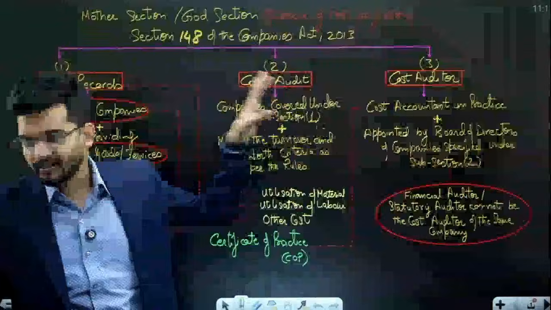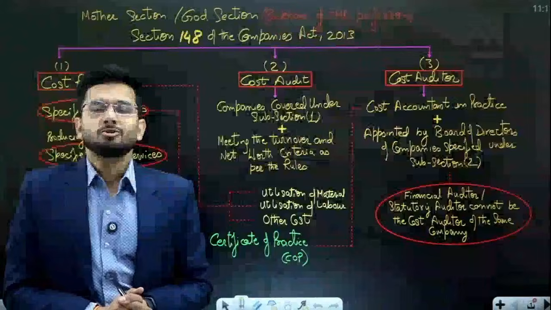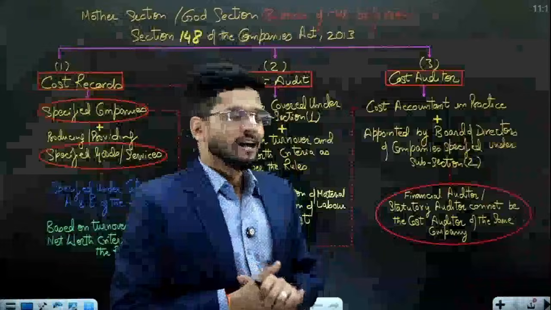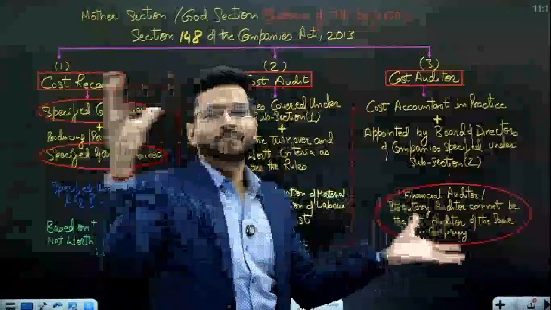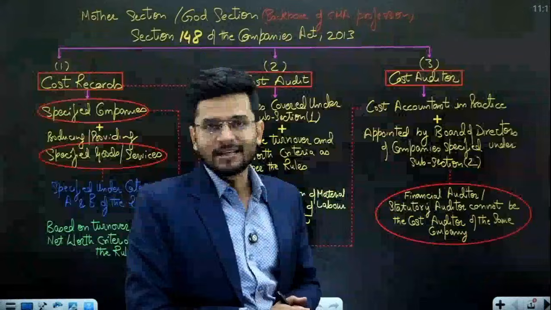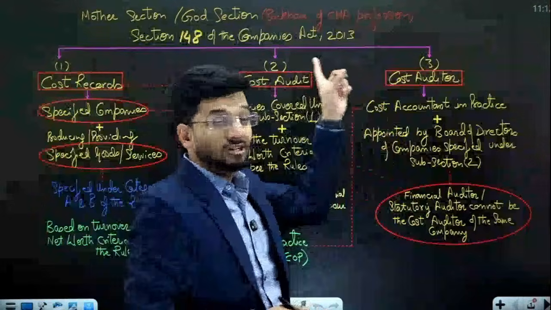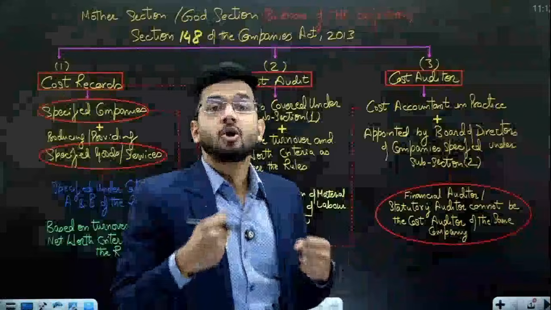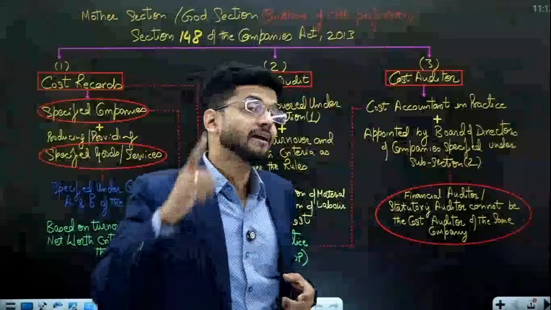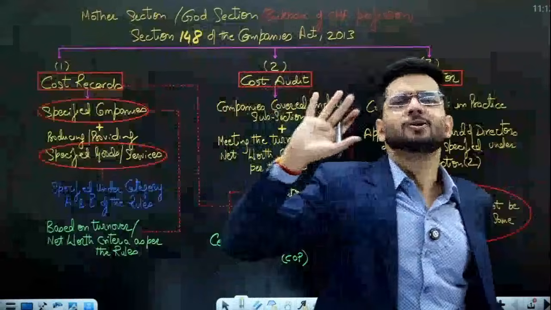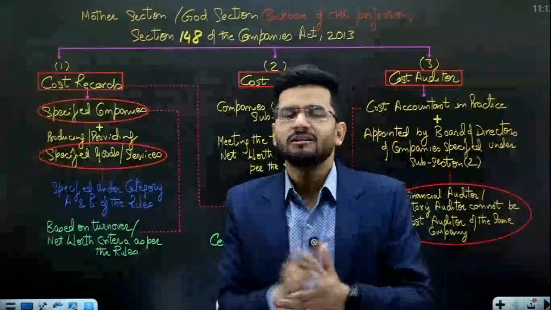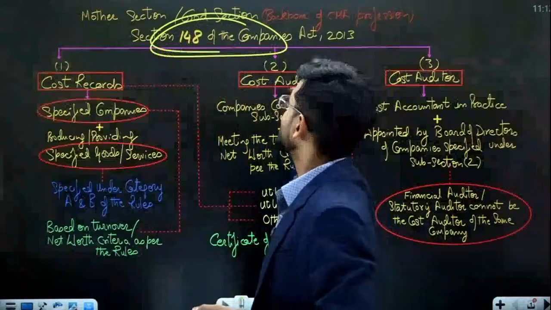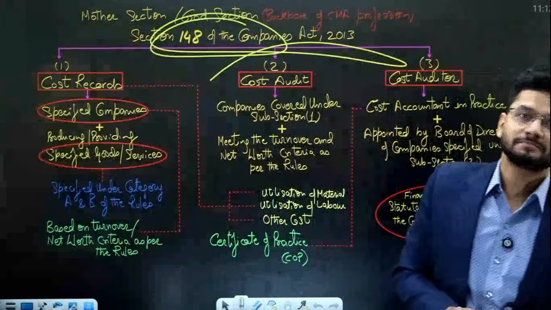If this section is not there in the Companies Act, we cost accountants lose our shine. Our shine, our vibrance, our brightness is touching the sky because of this section in the Companies Act. So the growth and the prosperity which cost accountants have earned in the market, the major credit goes to this particular section, section 148 of the Companies Act.